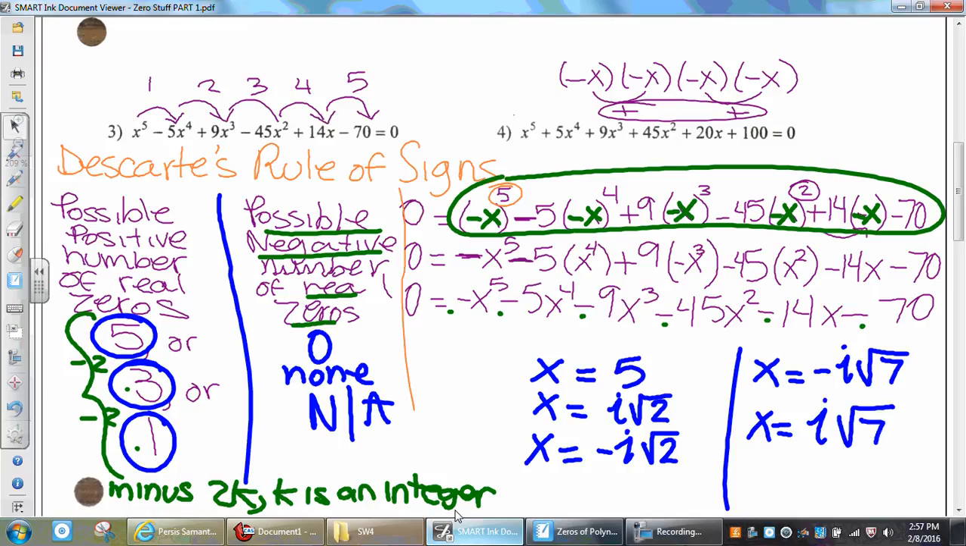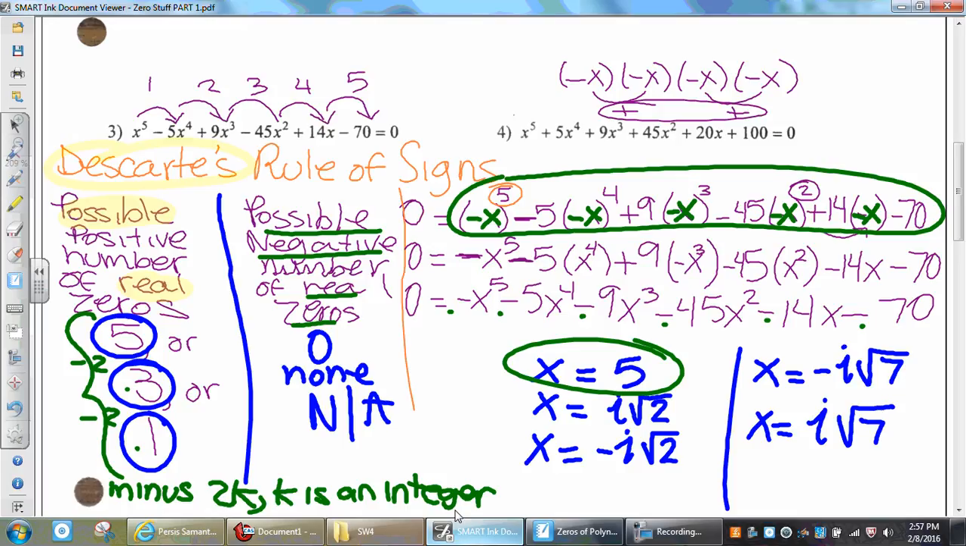Now let's see if the rule of signs makes sense. So it says how many positive can we have? 5 or 3 or 1. But only real. How many positive real zeros do we have? 1. Only 1. It's right here. What does the rule of signs tell me about negatives? That we have how many? None. And this is only real, okay? This is only real. So none at all.